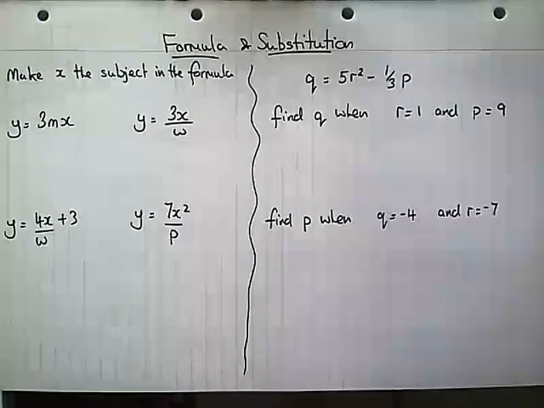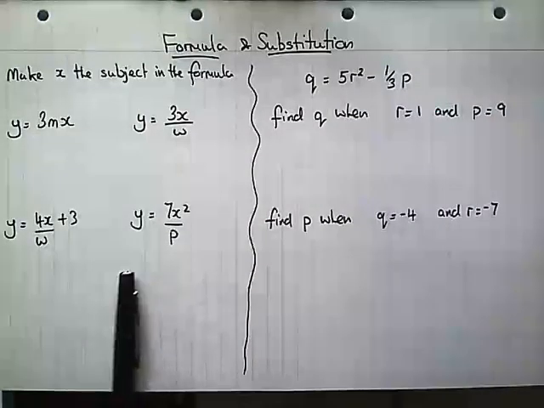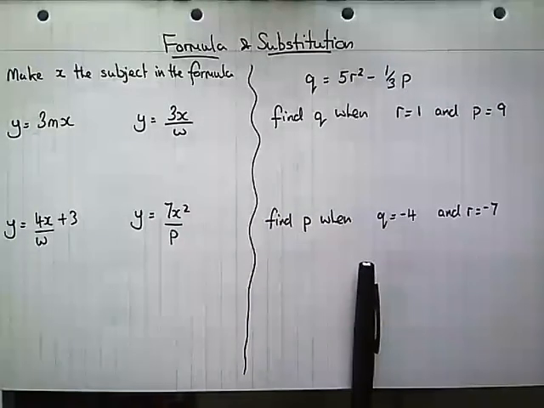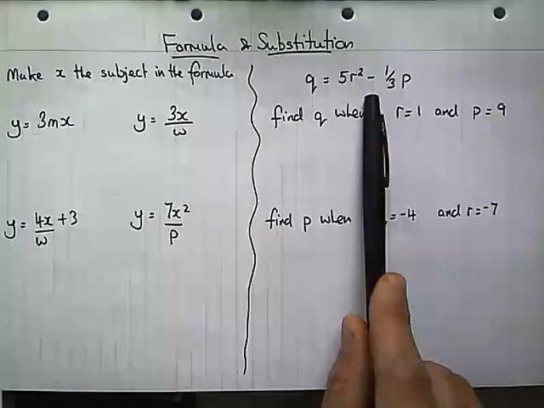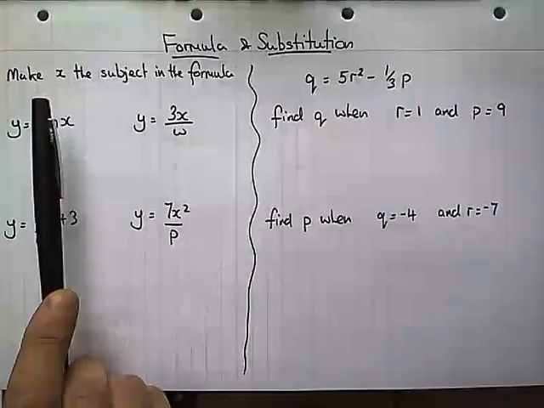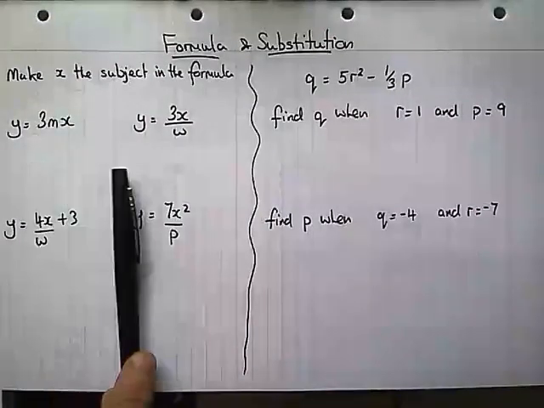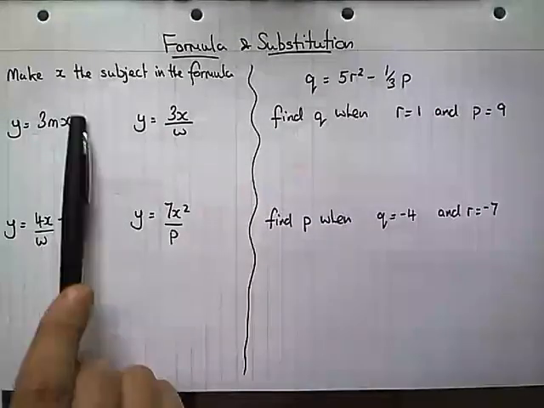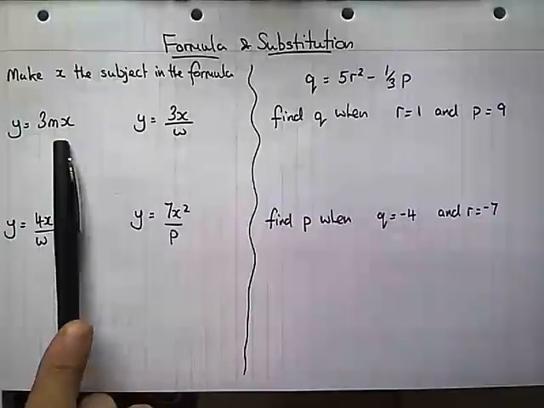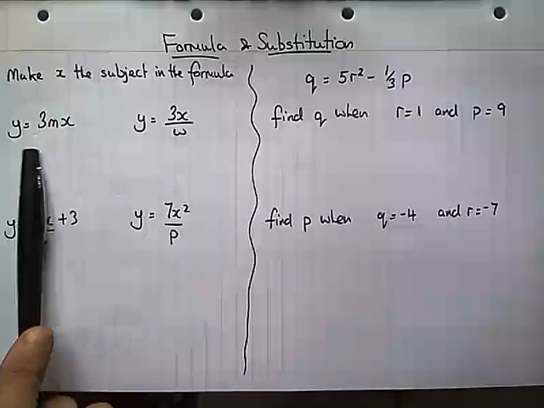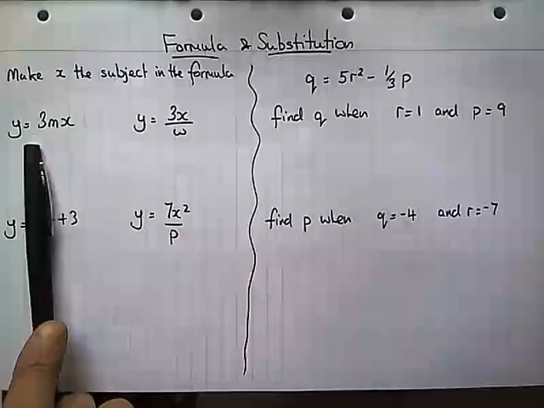Today I'm going to show you a few examples on rearranging formulas and then substituting values to find a particular value using a formula. Okay, so first I want to make x the subject in these formulas. Essentially I need to undo what's being done to x to get x back to itself. So I need to do the inverse of everything, but I need to do it to both sides of my equal sign.